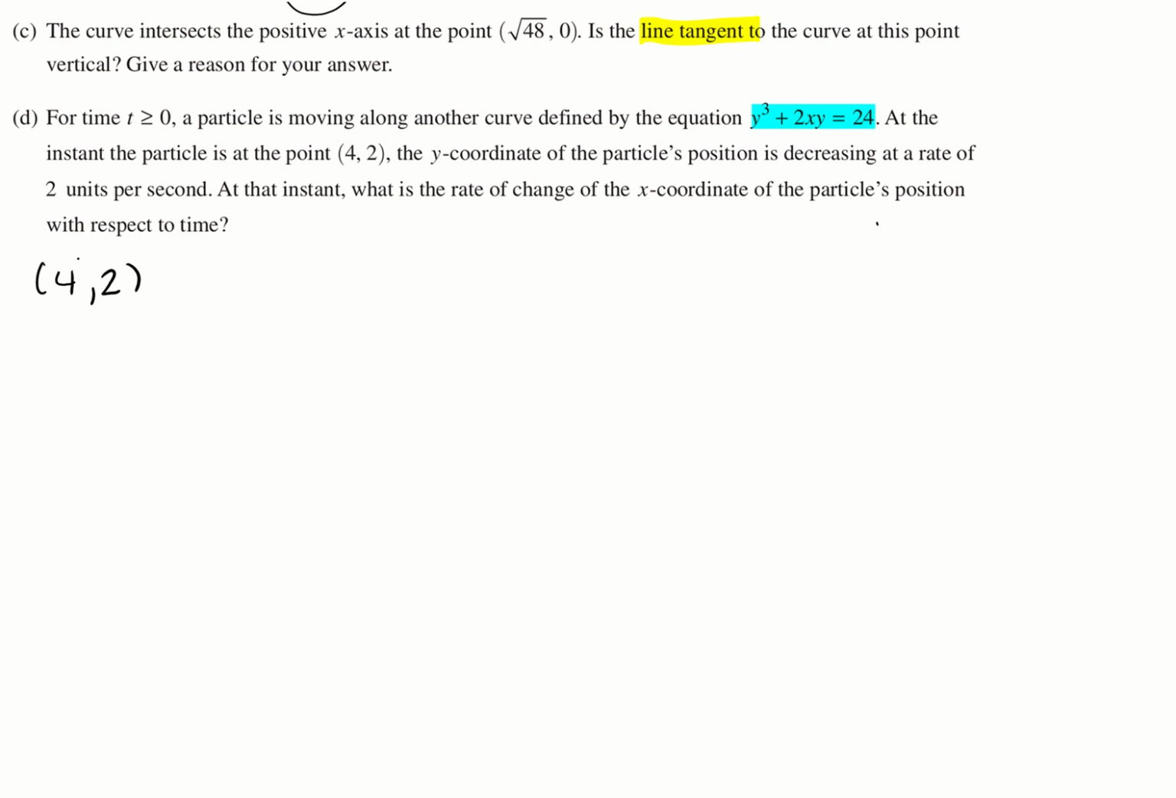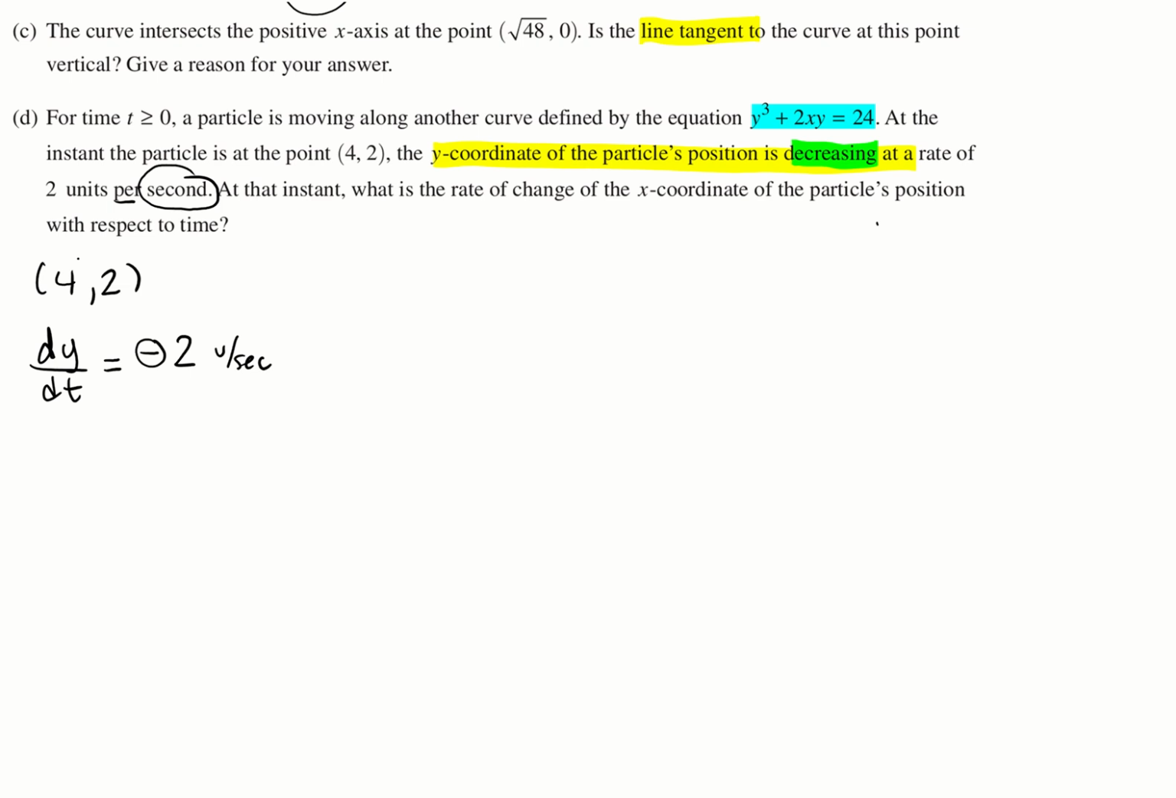The y-coordinate is decreasing at a rate. All right, well, that is telling us dy dt, remember this is with respect to time, 2 units per second. And that's another way I could tell that this is with respect to time, because it's per units. Now, I'm not going to write 2 units per second. I'm going to write negative 2 units per second. And that's because it said it's decreasing. That is language that tells me that this rate is a negative.